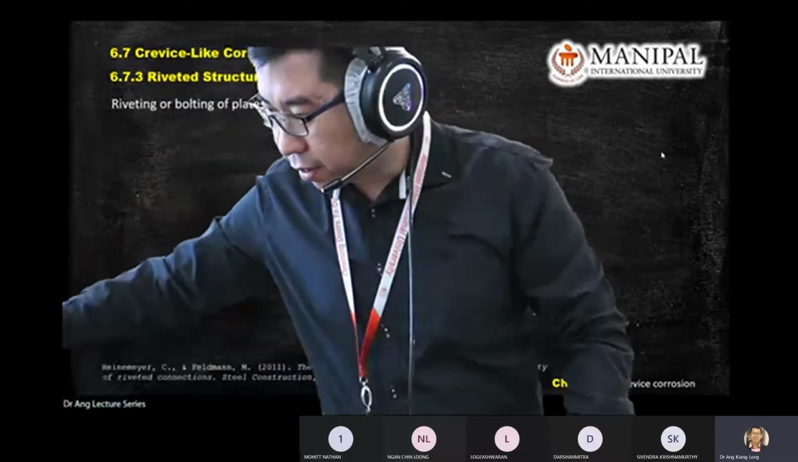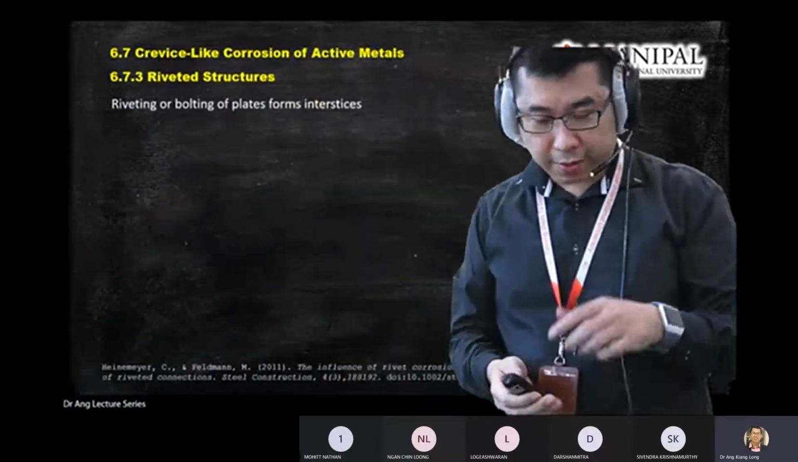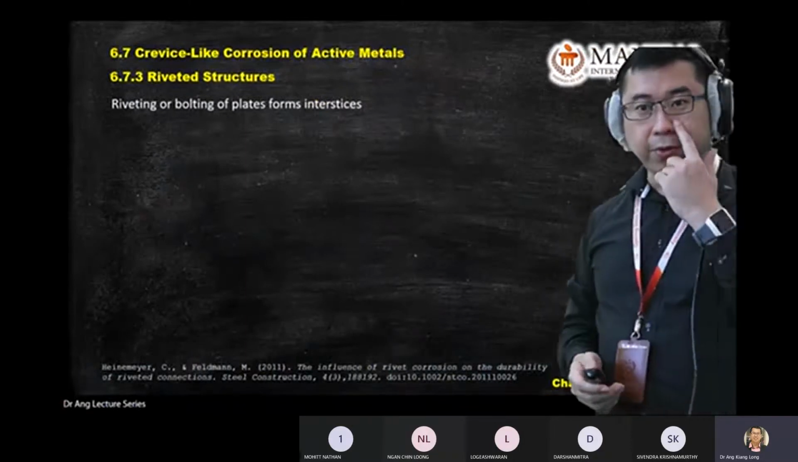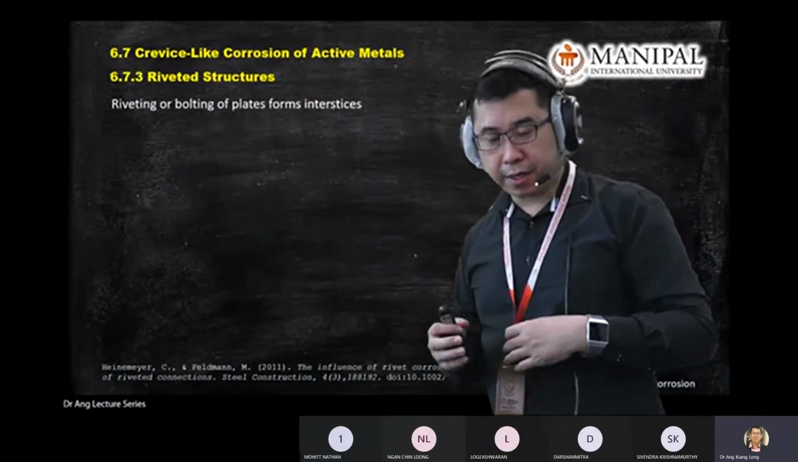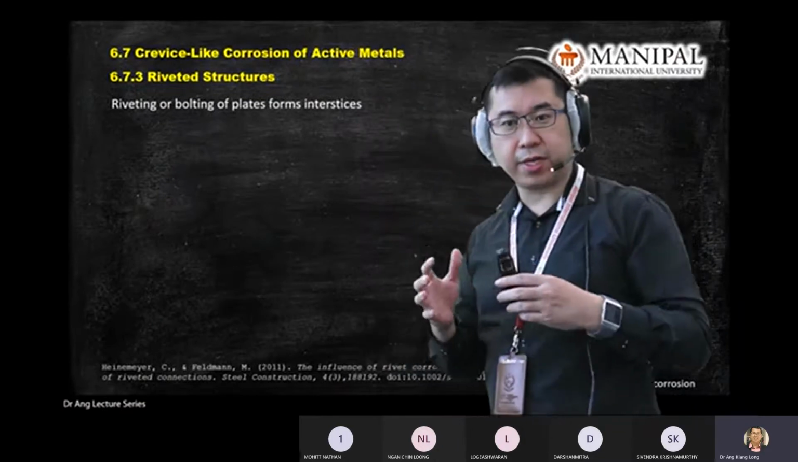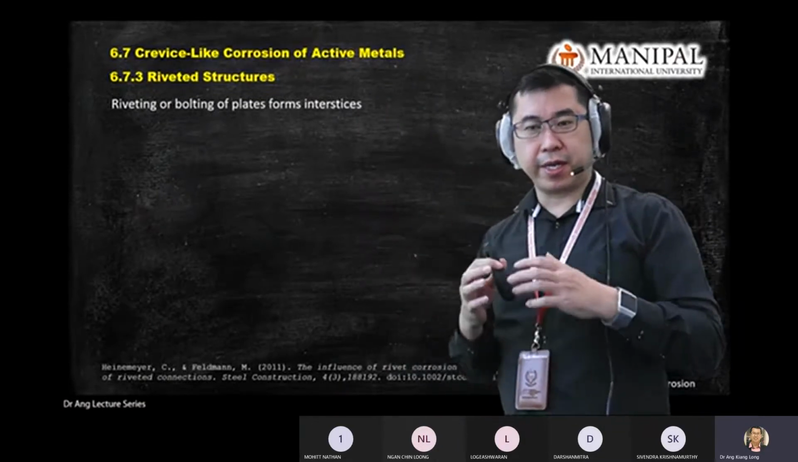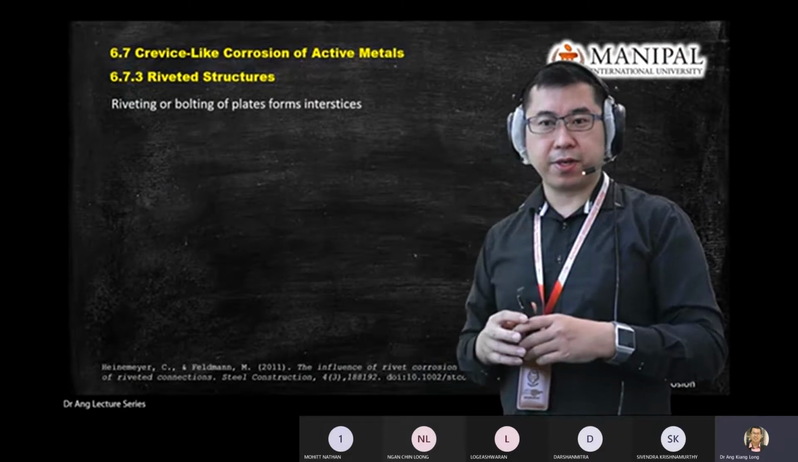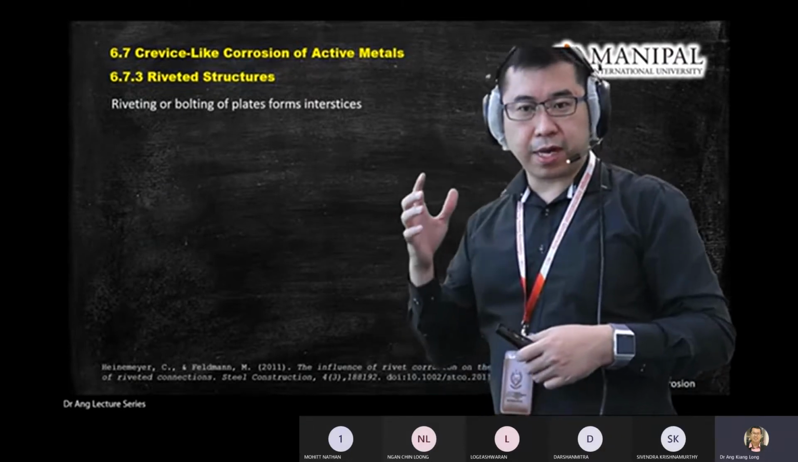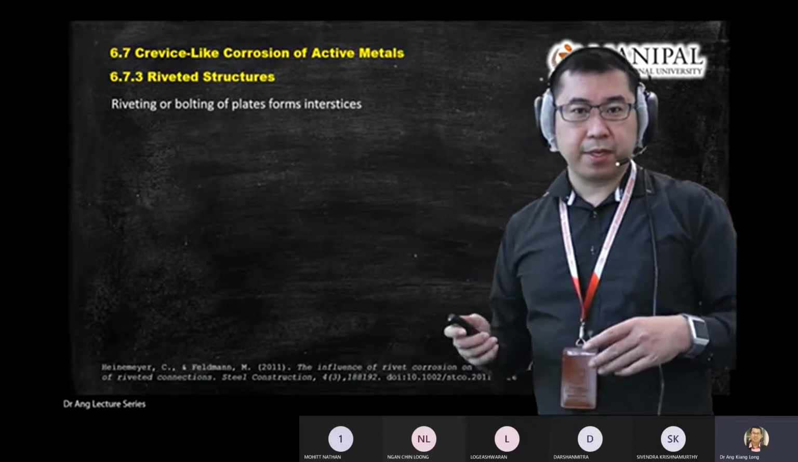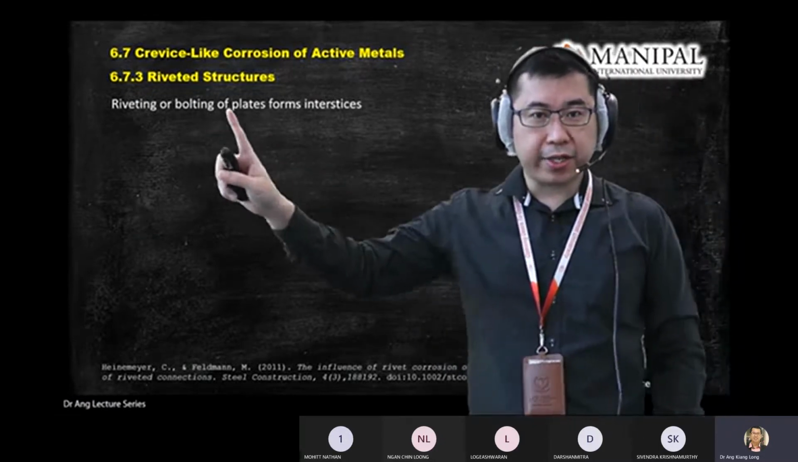Okay, enough of the free commercial for Toyota, but you can see how they in the automotive industry change the design, change the material, and change the manufacturing process for rust protection. So next we look at a riveted structure.